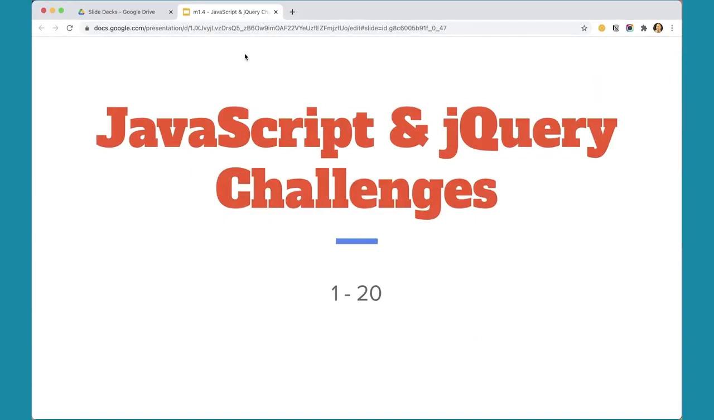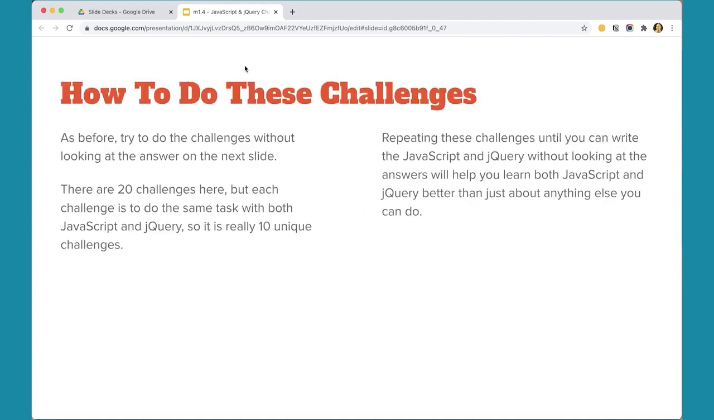JavaScript and jQuery challenges. One of the best ways of learning JavaScript is through these challenges. And in particular, now that we're getting into jQuery, it's really important to get used to the jQuery syntax. The way these challenges work is I'll put forward a challenge, and I'll have you do it in both JavaScript and jQuery.